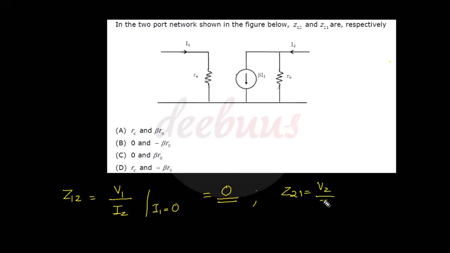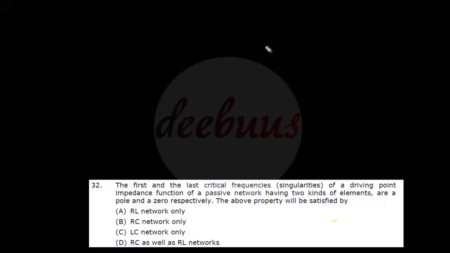Z21 equal to V2 by I1 at I2 equal to 0. I2 equal to 0 implies there is only one current, called beta I1, right? So V2 turns out to be that current into resistance. But the current direction is just opposite to the taken direction. So minus beta I1 into R0 divided by I1. So that turns out to be minus beta R0. So the answer turns out to be 0 and minus beta R0, option B. Moving to another 2-mark question.